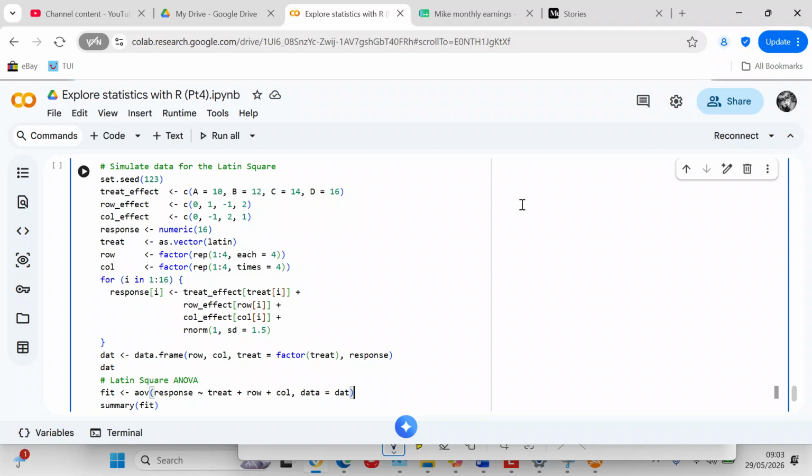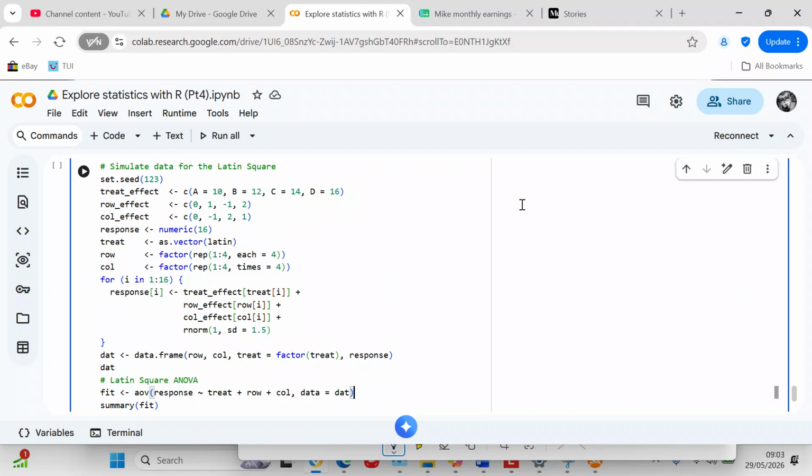So the treatment becomes as.vector Latin. That's your treat. Your row is a factor of a repeated vector of 1 to 4, 4 times, so you have 1, 2, 3, 4, 4 times. The column is a factor, which is a repeated vector of 1 to 4, 4 times. So that's going to be 1, 2, 3, 4, 4 times.